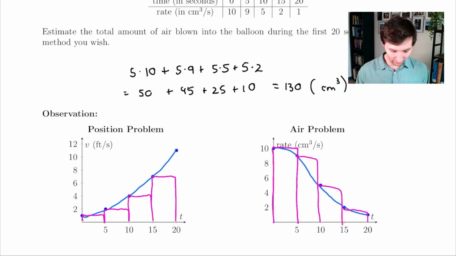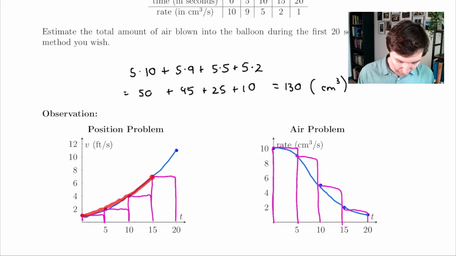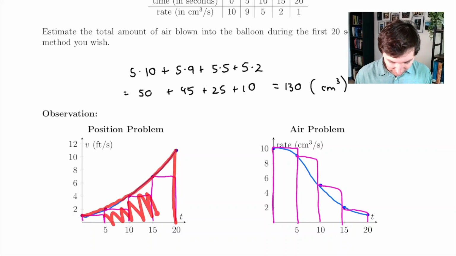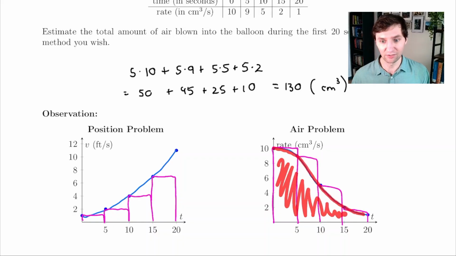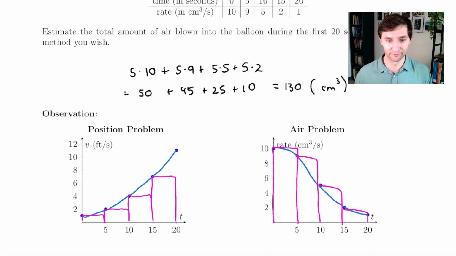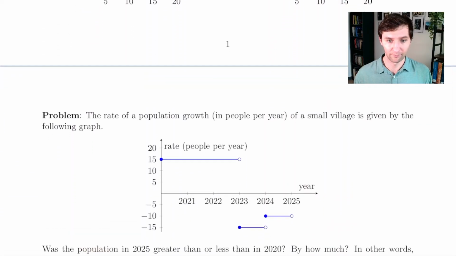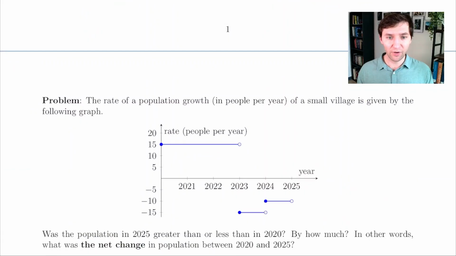One more time. This was the rate at which position was changing. The area underneath was the total change in position. This was the rate at which the air in the balloon was changing. The area underneath is the total change of the air in the balloon. This is a general rule. Before I can fully state it, we need to make one more observation.